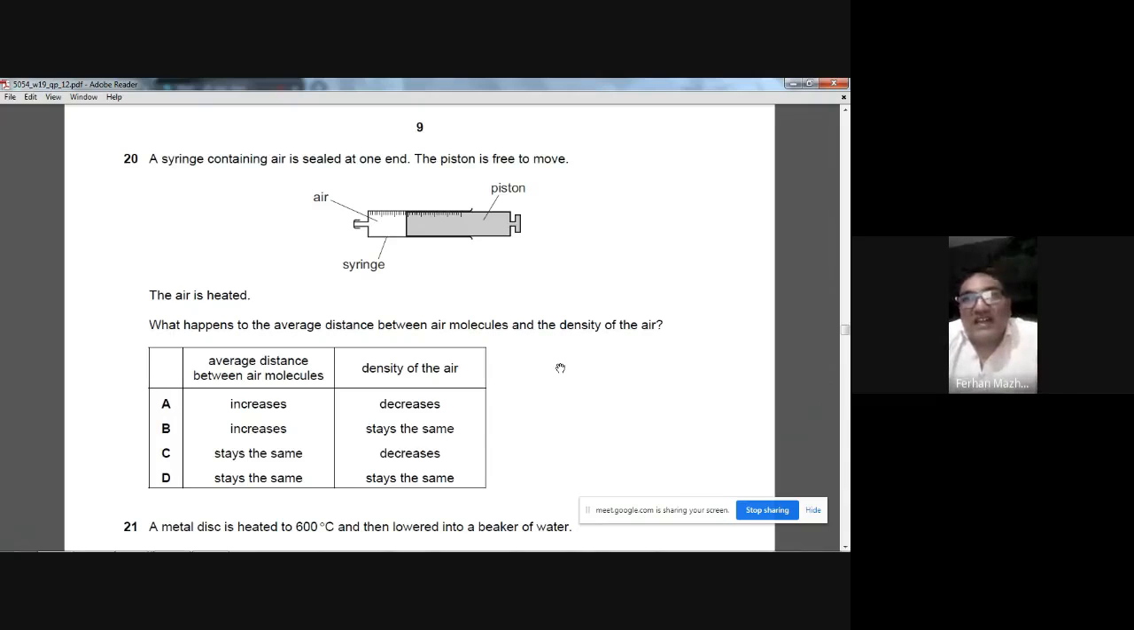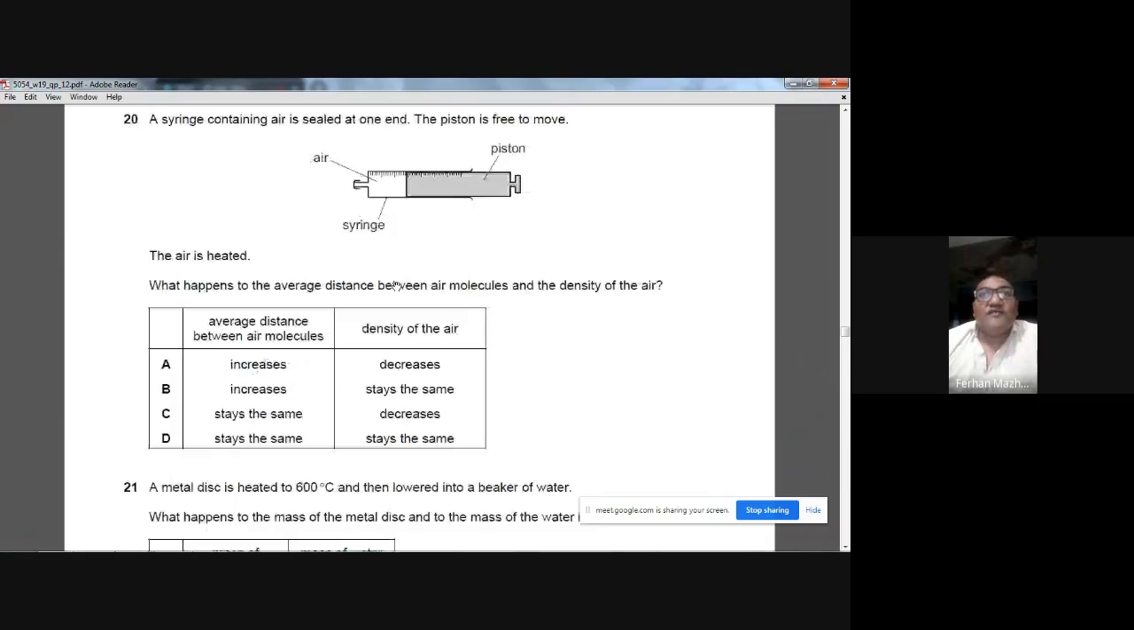Obviously, when you start heating it, the piston will start moving to the right. The piston will start coming out of the syringe. So the average distance between the air molecules should increase, and the density of the air will decrease, because the volume of the air will start increasing. The mass obviously is not changing, so the density will decrease. So it looks like A is the choice. Question number 20, A is the choice.